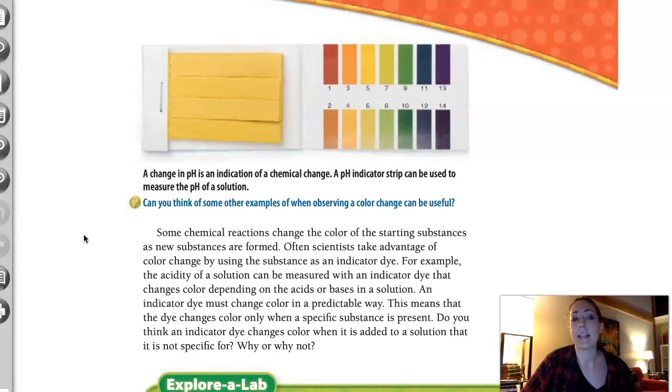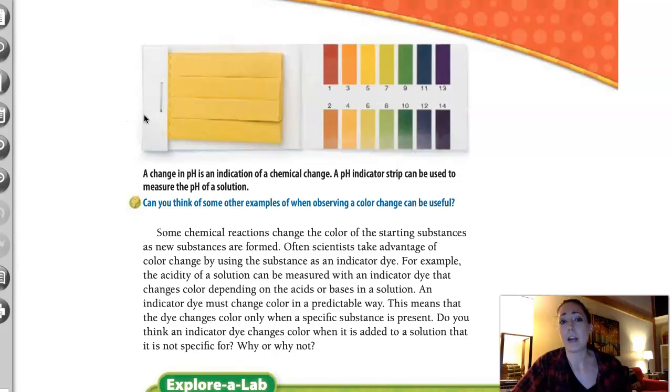Often scientists take advantage of color change by using the substance as an indicator dye. For example, the acidity of a solution can be measured with an indicator dye that changes color depending on the acids or bases in a solution. An indicator dye must change color in a predictable way. This means that the dye changes color only when a specific substance is present. Do you think an indicator dye changes color when it's added to a solution that it's not specific for?